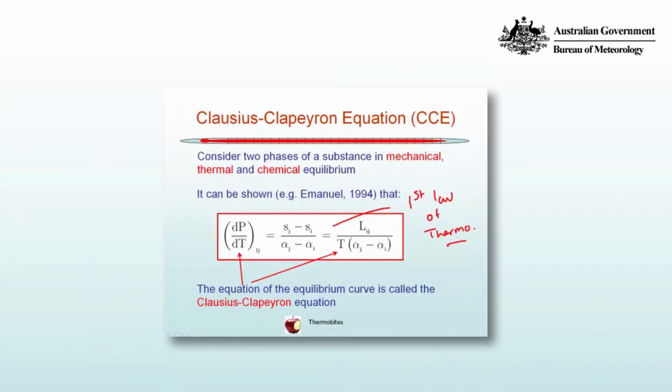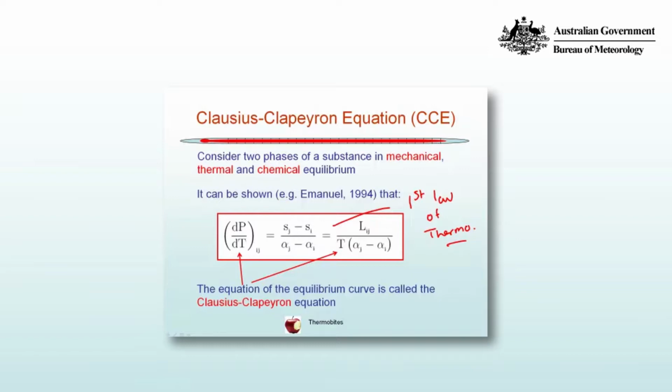We won't derive this equation, but you'll find it in a number of thermodynamics textbooks. For those interested, you need to define something known as the Helmholtz function and differentiate that twice. So consider two phases of a substance in mechanical, thermal and chemical equilibrium. It can be shown then that dP/dT, which is the rate at which the equilibrium pressure between two phases I and J changes with temperature, is equal to the differences in the specific entropies divided through by the differences in the specific volumes. That's obtained from the first law of thermodynamics, as I say, and forming a particular function.